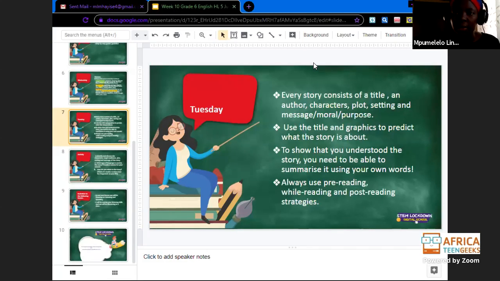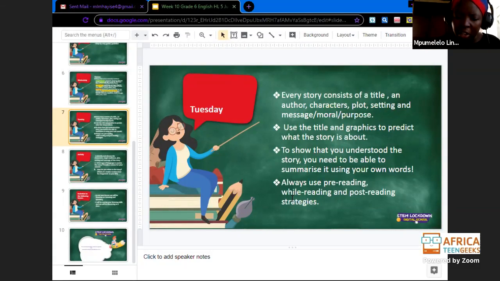Indicate on the chat. Before actually reading the story, what do you do? When you see the title of the story and you see all those pictures, what do you do? Exactly. Well done, Savannah. So you predict the story. Okay? So the importance of pre-reading is to predict the story.